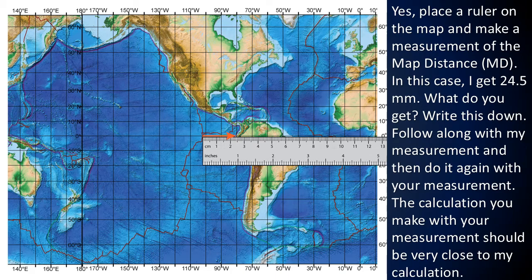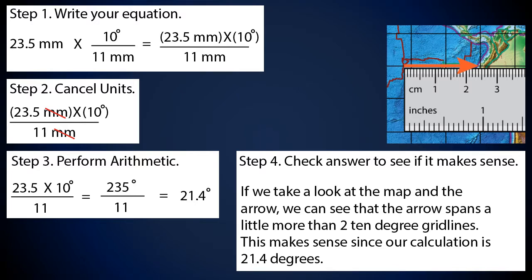Follow along with my measurement and then do it again with your measurement. The calculation you make with your measurement should be very close to my calculation. Here are the steps. Write your equation, 23.5 millimeters times the conversion factor, 10 degrees to 11 millimeters. Step 2, cancel the units. There are millimeters in the numerator and millimeters in the denominator. Cancel them out.